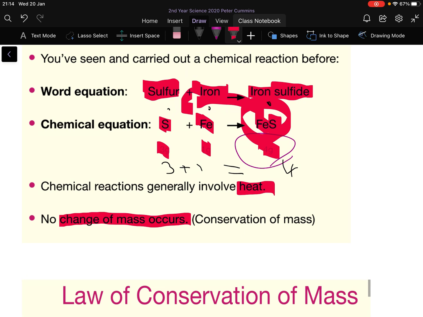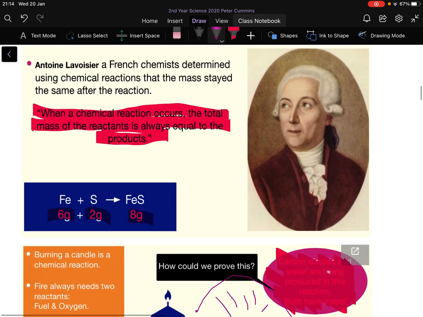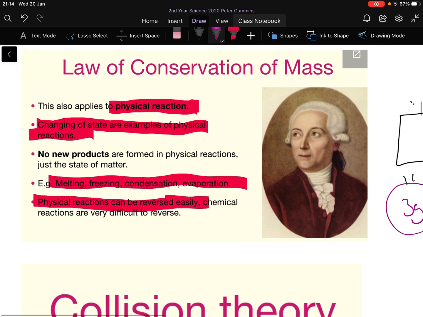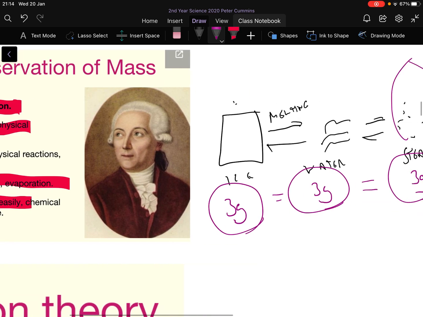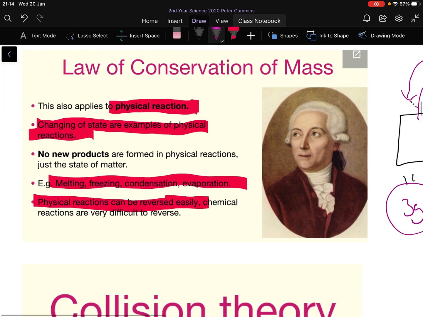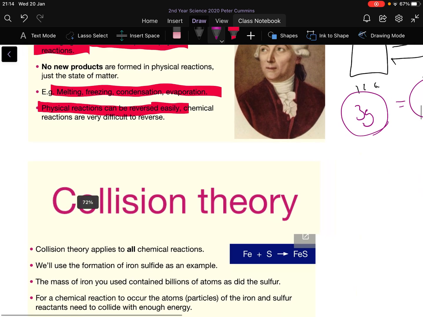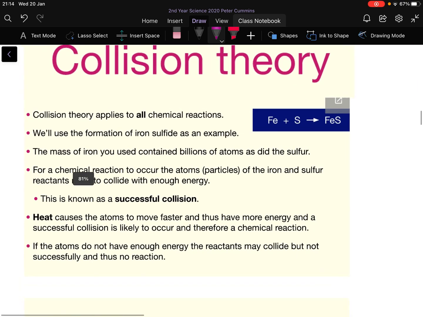Sulfur is a yellow powder. Iron is like bits of grit. And when you turn it into FeS, it forms this sludgy stuff. Whereas if I go down here to a physical change, it's fairly simple for me to go from ice to water by melting. And then it's fairly simple for me to chuck it back in the fridge and go from water back to ice. So physical is easy to reverse. Chemical is not that easy to reverse.